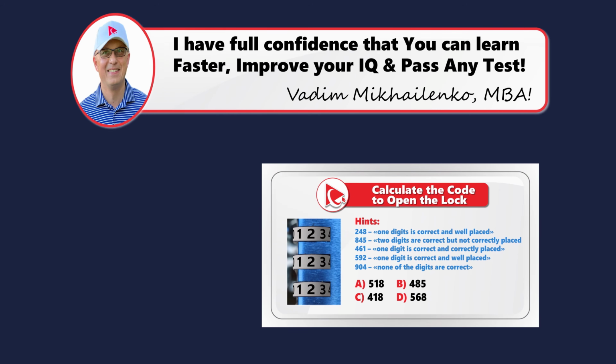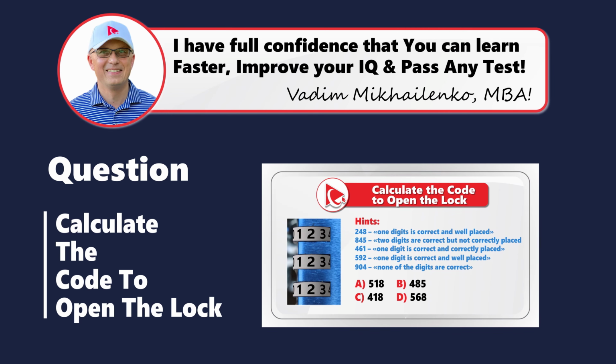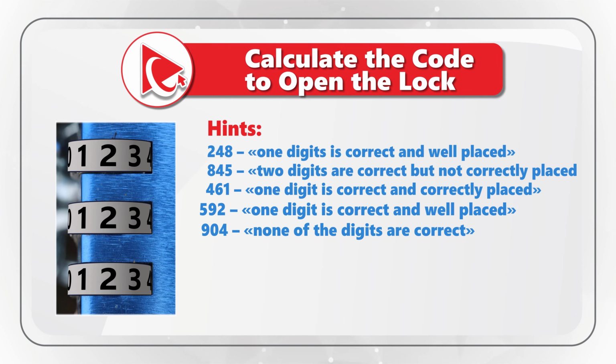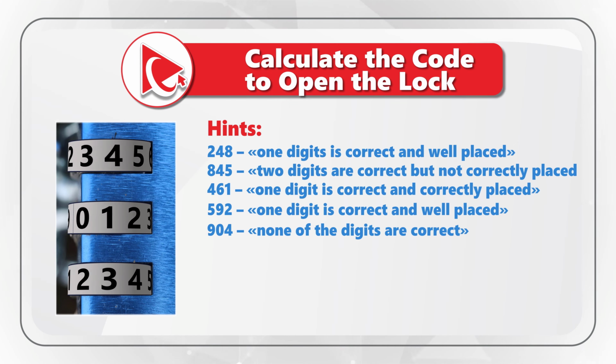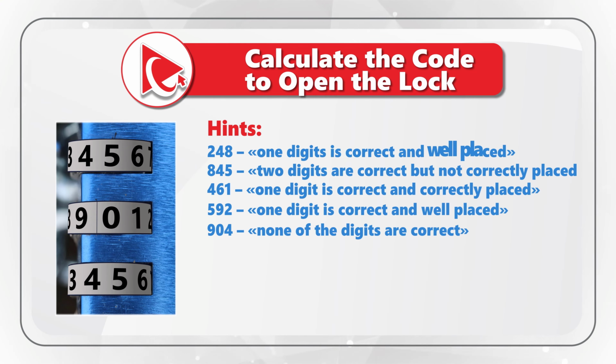Here's the challenging problem by solving which you will boost your cognitive abilities. You're presented with 5 hints, and using these hints, you need to unlock the code and open the lock. The hints are: in the digits 2, 4, 8, only 1 digit is correct and well placed. In the digits 8, 4, 5, 2 digits are correct but not correctly placed. In the digits 4, 6, 1, only 1 digit is correct and it is correctly placed. In the digits 5, 9, 2, only 1 digit is correct and it is well placed. And last but not least, hint that in the digits 9, 0, 4, none of the digits are correct.